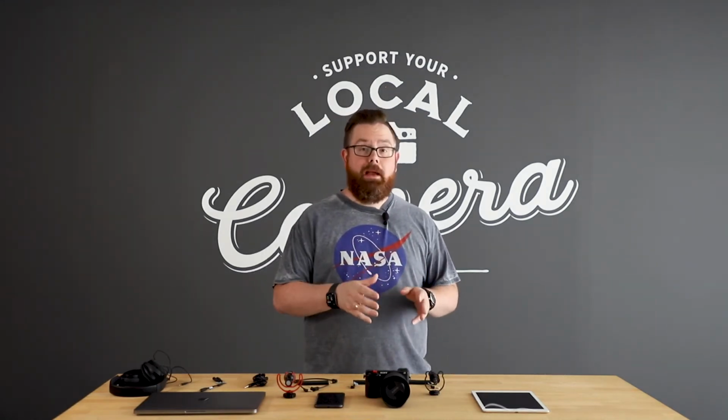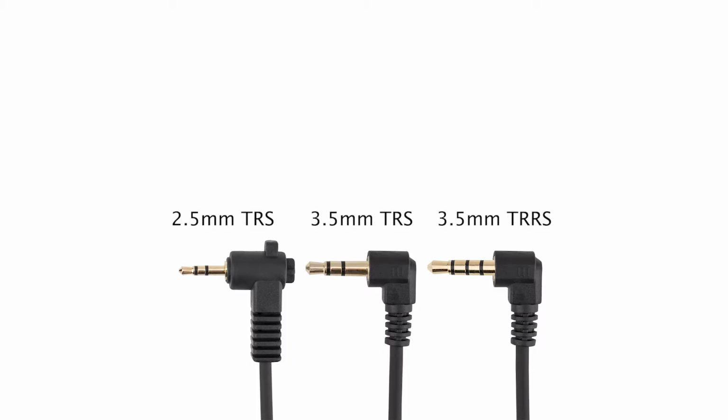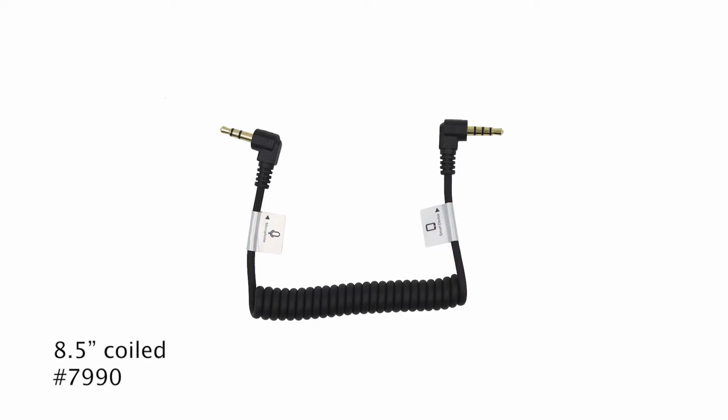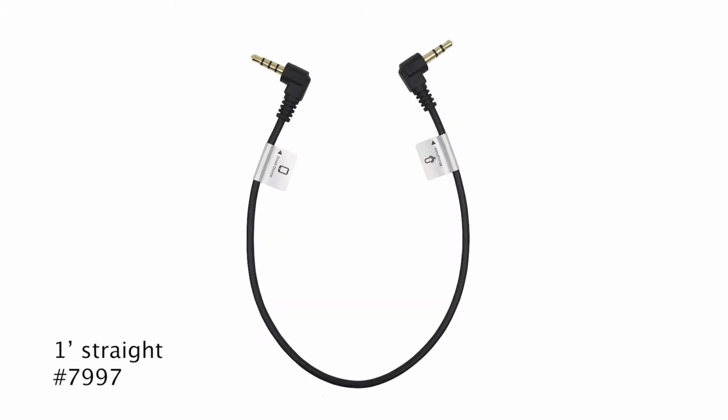Most ProMaster audio cables have a 3.5mm TRS male connection on one end for connecting to your microphone. On the other end of the cable is your choice of either a 3.5mm TRS for connecting to a standard camera or camcorder, a 3.5mm TRRS for connecting to those smart devices we talked about, or a 2.5mm TRS for when you're connecting to a recording device with a smaller input like those Fuji cameras. This allows you to match the type of connection that's needed for your recording device. You also have your choice of length, 8.5-inch coiled or 1 foot straight.